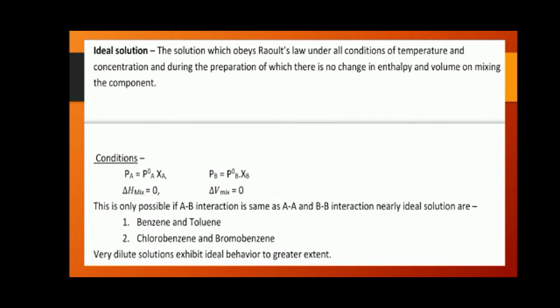Another condition is, this is only possible if interaction between A and B is same as interaction between A and A and interaction between B and B. Some examples of ideal solutions are benzene and toluene. Second one, chlorobenzene and bromobenzene. Remember, very dilute solutions exhibit ideal behavior to greater extent.